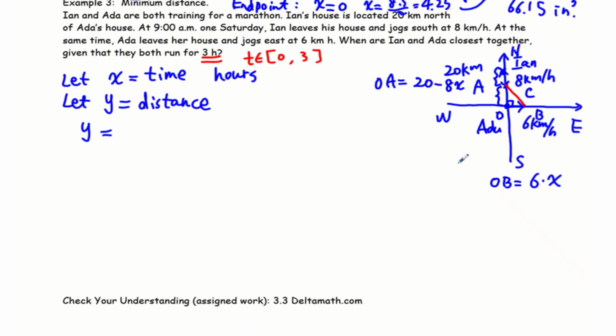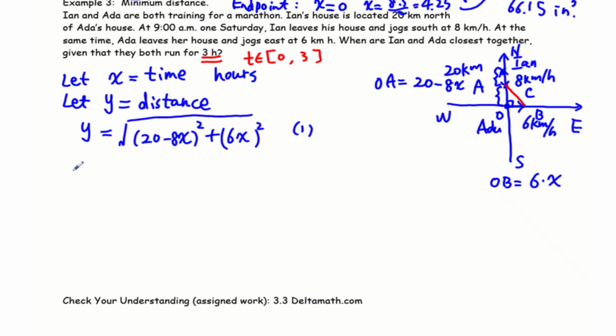How to find the distance? That is the hypotenuse. So we are going to use the Pythagorean theorem. So the distance equals the square root of the two sides of the right angle: (20 minus 8x) squared plus (6x) squared. So this is our equation.